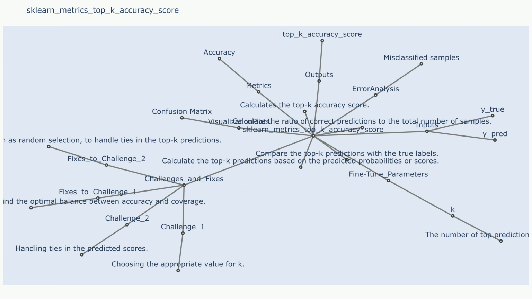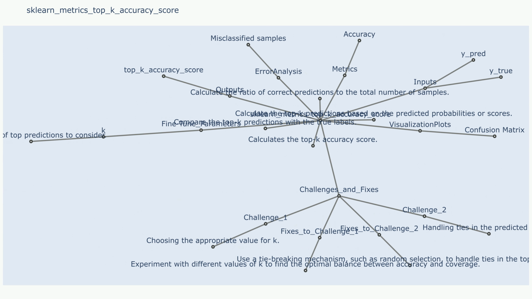Fixes to challenge 1. Use appropriate evaluation metrics like F1 score or recall to account for class imbalance. Oversample the minority class or undersample the majority class to balance the dataset.